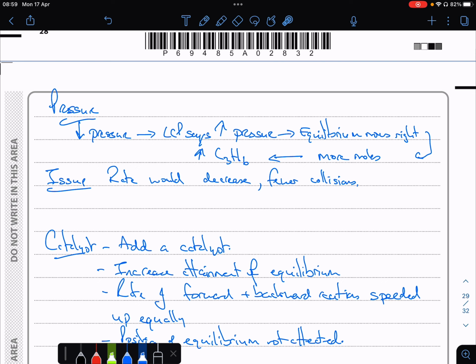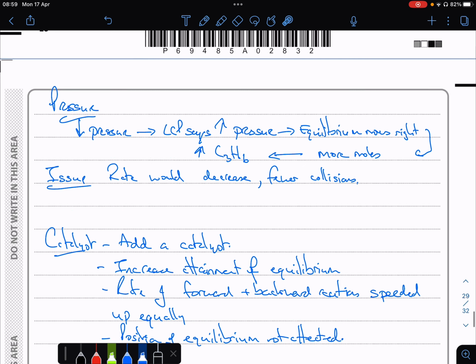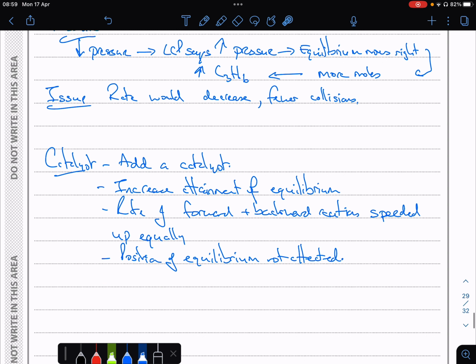The issue with this is at lower pressure, the rate of attainment would decrease because there'd be fewer collisions, so that's not ideal. To help overall, we would add a catalyst, and the catalyst increases the attainment of equilibrium because it speeds up the rate of the forward and backward reactions equally, and the position of the equilibrium is not affected.